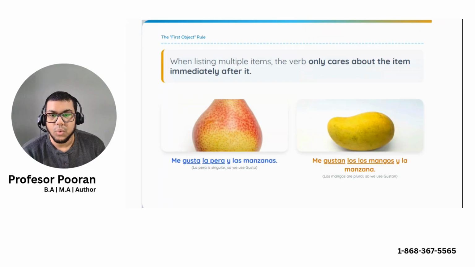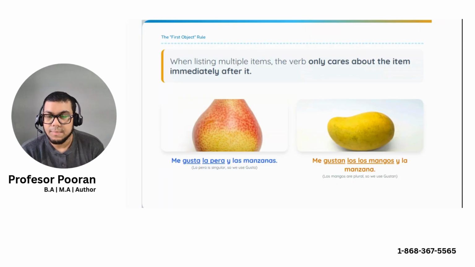So the first rule, when listing multiple items, the verb that you'll be using should be the one that is in agreement with the first object. So I'll repeat that in a different way. You will be choosing gusta or gustan depending on the first object or the noun that you are talking about. That will tell you whether to use gusta or gustan. So for example, we have me gusta la pera y las manzanas. So here you are seeing that la pera is the first object. Therefore, we'll be using gusta.